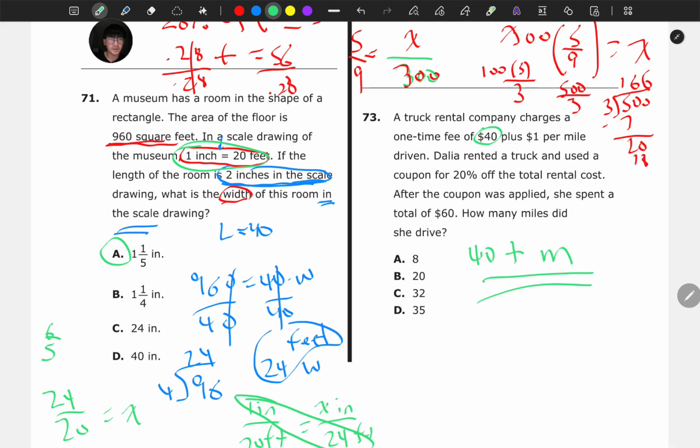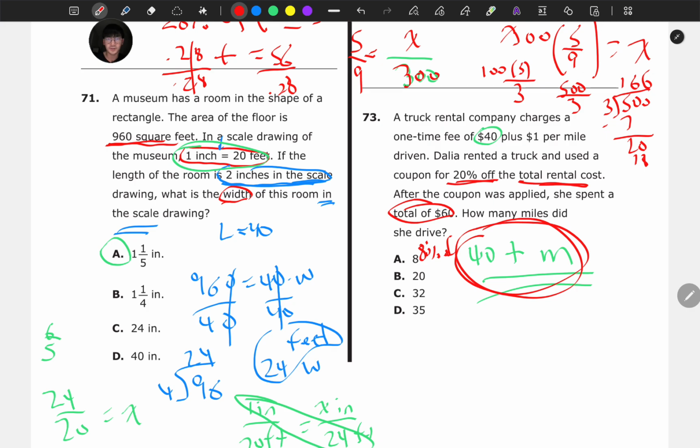Now, Dahlia rented a truck and used a coupon for 20% off of the total rent cost. Well, the total rent cost is 40 plus m, right, as a function of the mileage. And you're taking 20% off of that, right? So what percent of this are you paying? That's 80%. So that means what you pay is 80% of this. But let's continue reading. After the coupon was applied, she spent a total of $60.